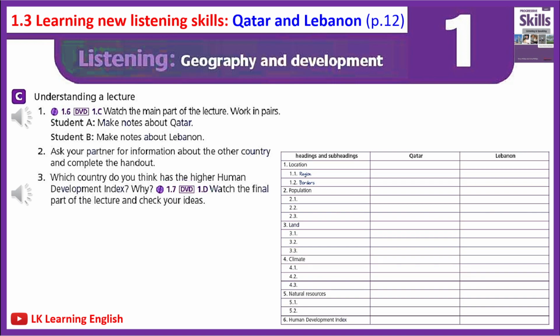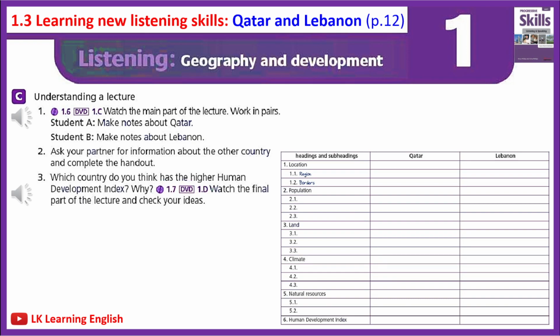Fourthly, climate. Here we are interested in the basic type, the average rainfall, and the temperature range. So first, type. One country, Qatar, has a desert climate. This means hot, dry summers and warm, dry winters. By contrast, Lebanon has a Mediterranean climate. This means hot, dry summers and cool, rainy winters.